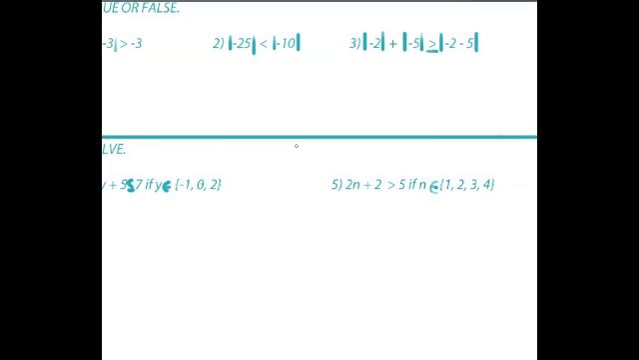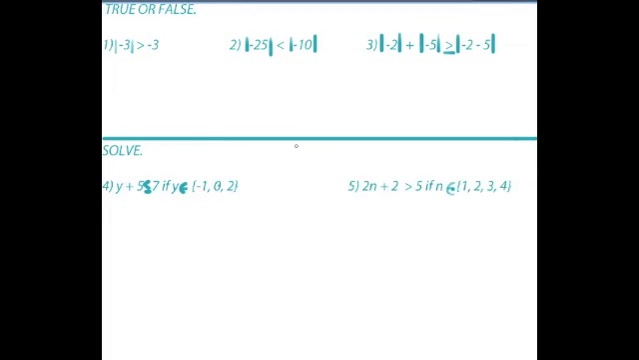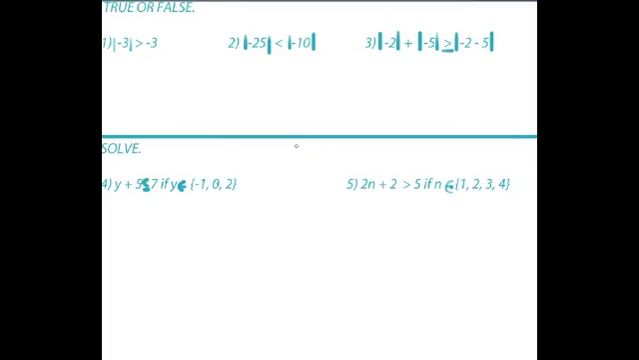So let's look at some absolute value problems here. True or false. In the first one on this page, I have the absolute value of -3 is greater than -3. So let's simplify this. The absolute value of -3 is +3. The rest of the problem is greater than -3. So is 3 greater than -3? Is 3 a bigger number than -3? It is, right? So the answer for this is true.